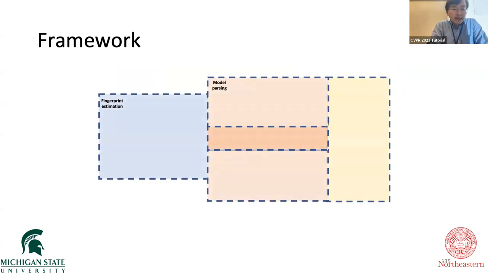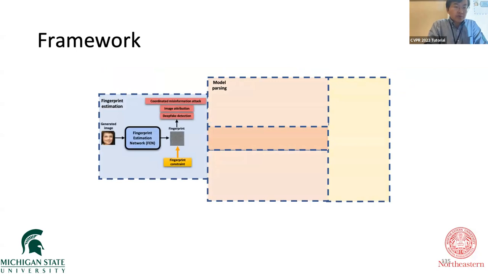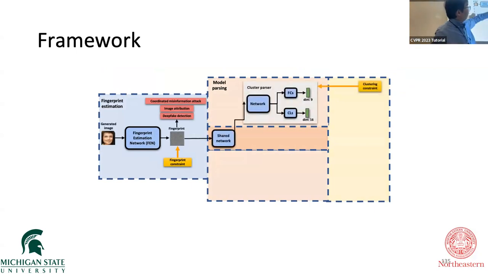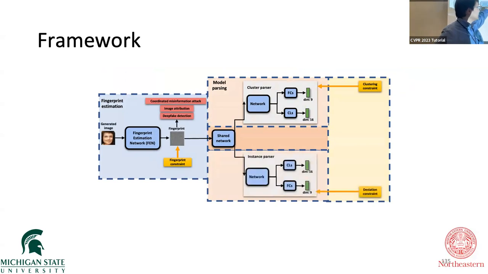All right. So this is the high level framework of the approach. You can see that on the left hand side, we have the fingerprint estimation network. Then on the right-hand side, we do the clustering. Basically, on the top, we estimate which cluster. On the bottom, we estimate how much deviation you have compared to the cluster.